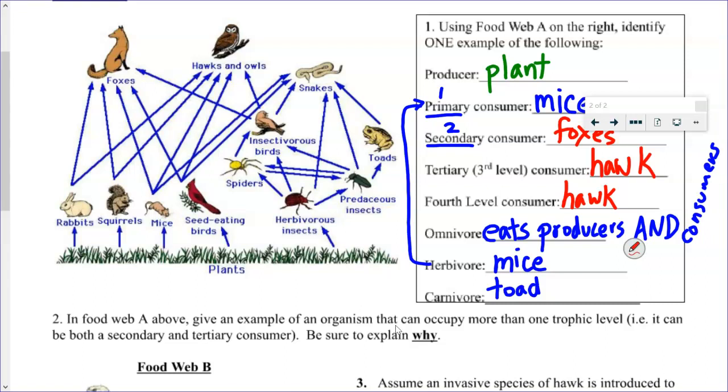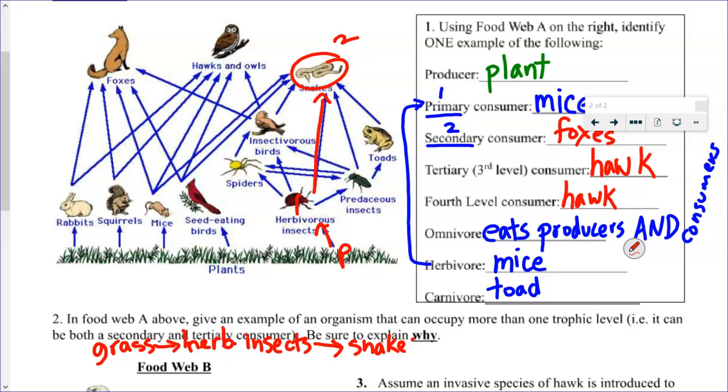A snake, if we look at our snakes up here, let's follow this pathway first. Here's my producer. The herbivorous insect is my primary consumer. And then I go all the way up here. That makes my snake a secondary consumer. So my food chain down here would be grass, herbivorous insects, and then snakes. Okay, so there's my 1, there's my 2. There's another pathway I can take, right?